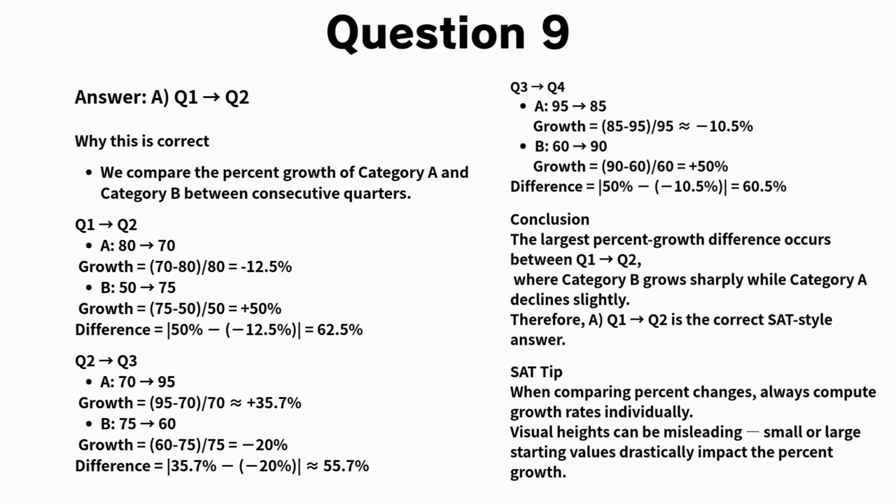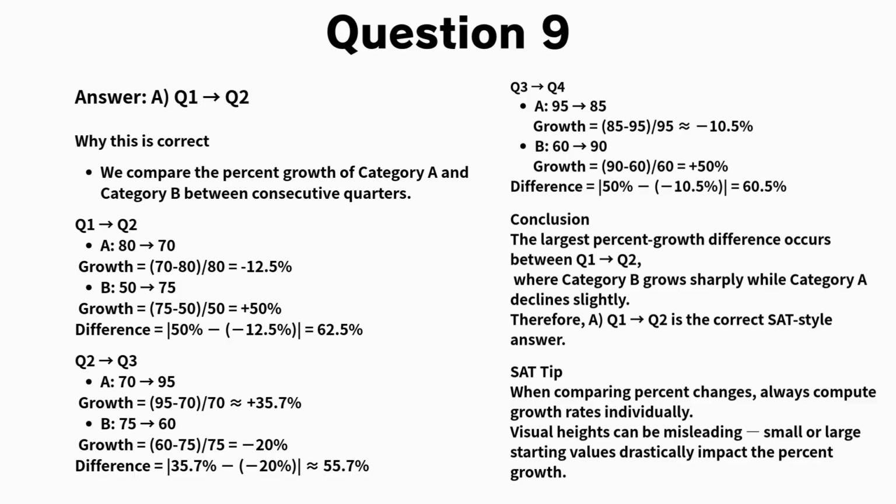Finally, Q3 to Q4. Category A goes from 95 to 85. The growth is negative 10.5%. Category B goes from 60 to 90. The growth is positive 50%. The absolute difference is 50% minus negative 10.5%, which equals 60.5%. Comparing all differences. 62.5%, 55.7%, and 60.5%. The largest is 62.5% in Q1 to Q2.